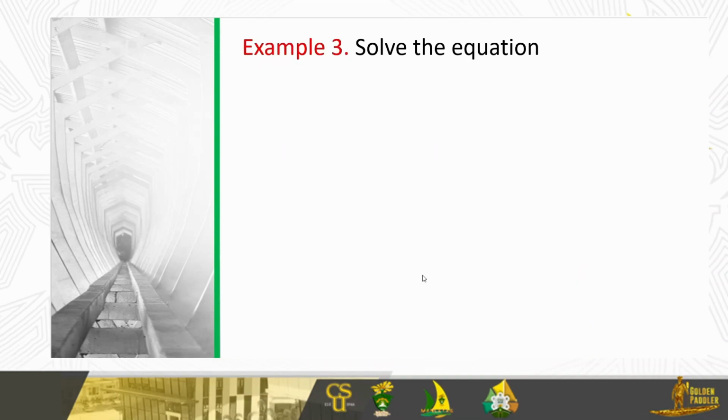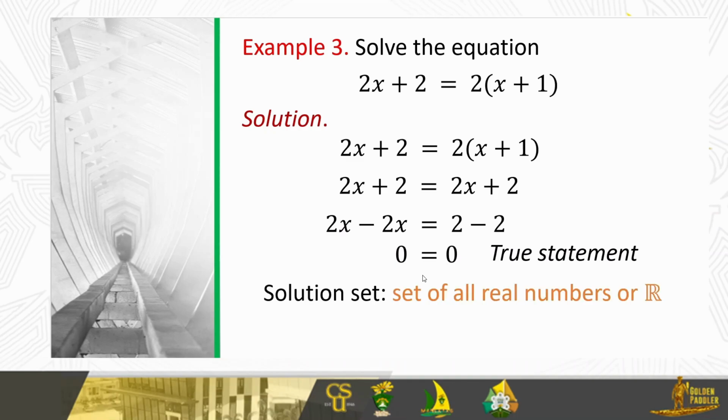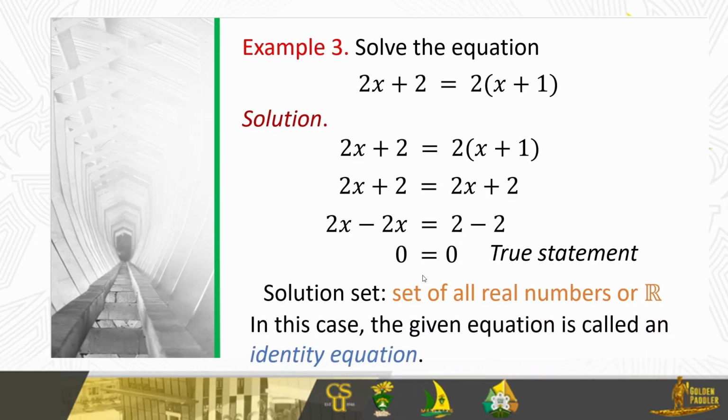How about this equation? If we try to express this in standard form, notice that all terms cancel out on both sides. So we didn't get a value of x, unlike the previous examples. Instead, we obtain an equation 0 equals 0, which is in fact a true statement. If this is the case, then the solution set is the set of all real numbers. So the given equation is called an identity equation.